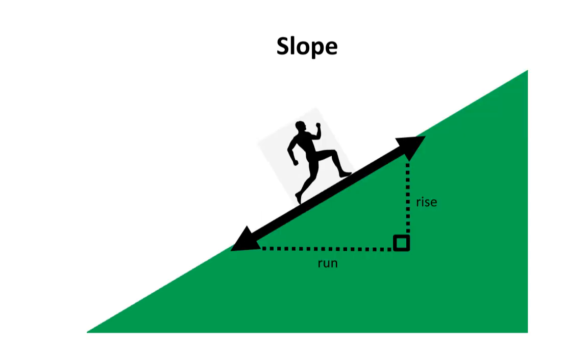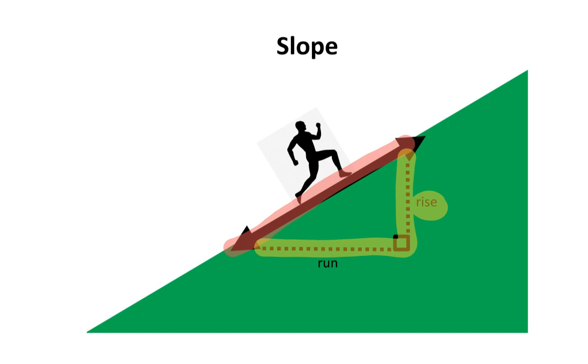I want you to think of slope as the steepness of a line. As you can see, there is a black line here. I've drawn a right triangle underneath it. The rise is the length of this side of the triangle, while the run is the length of this side of the triangle. The rise and run will help us describe the steepness of this line as a number.